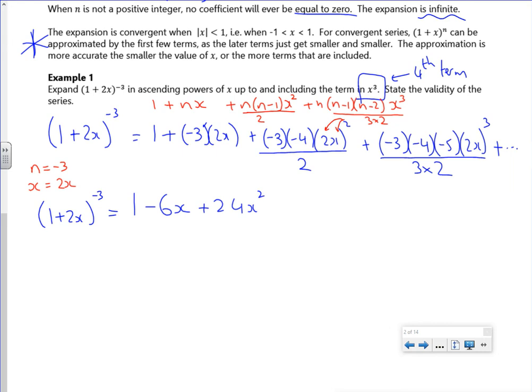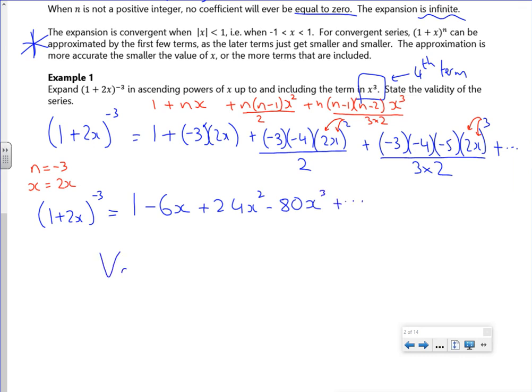And then for this one, same idea. Put what you see in your calculator: minus 3 times minus 4 times minus 5 times 2 cubed all over 3 times 2. Remember, that's got an x cubed on the end of it. So that is, according to the pack, minus 80 x cubed.